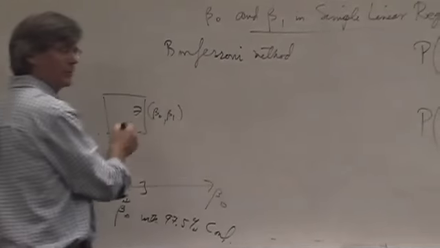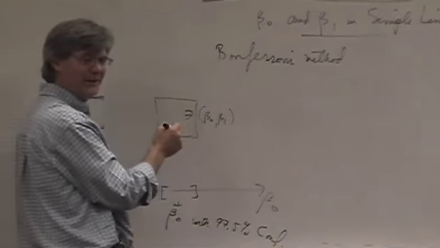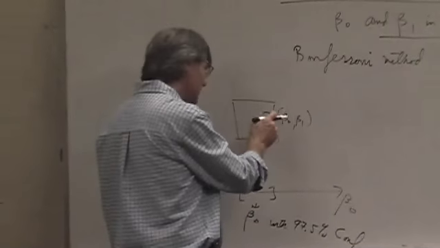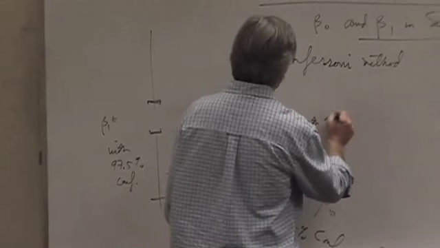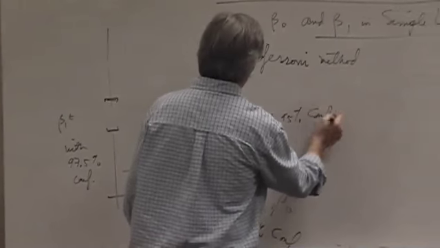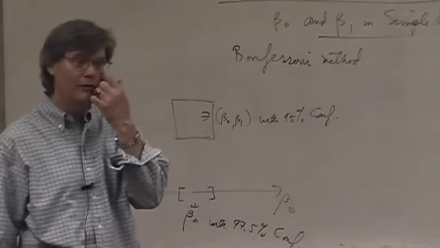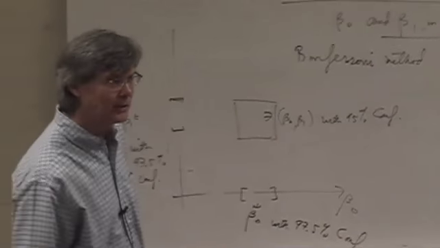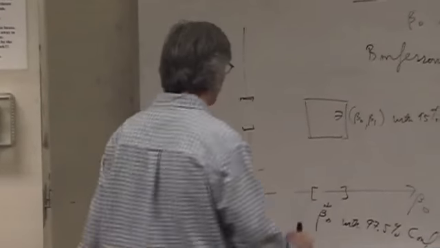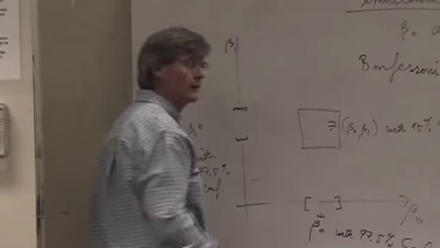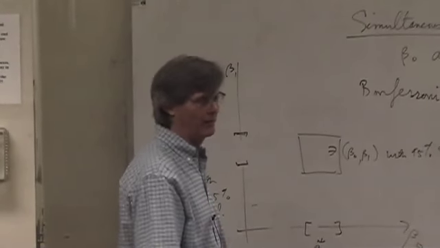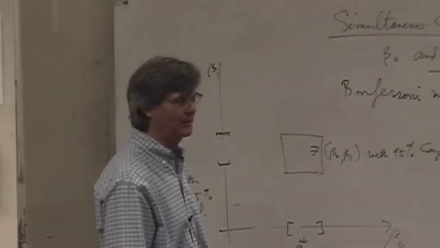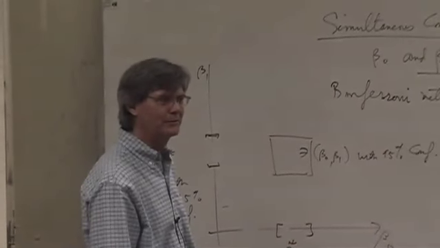This is the membership sign backwards. Everybody following that? This rectangle contains beta 0, beta 1 with 95% confidence. Okay? So I actually have a region in 2 space in the beta 0, beta 1 plane. Okay? That contains the pair of parameters with 95% confidence. That's what it boils down to.